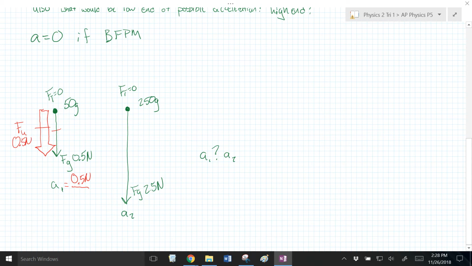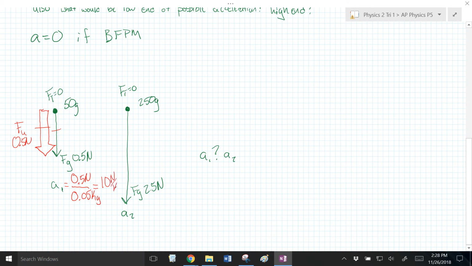Hey, Siri, what is 50 grams in kilograms? All right, 0.05 kg. Who's got a calculator handy? 0.5 divided by 0.05. Okay, cool. Somebody had a calculator over there somewhere.